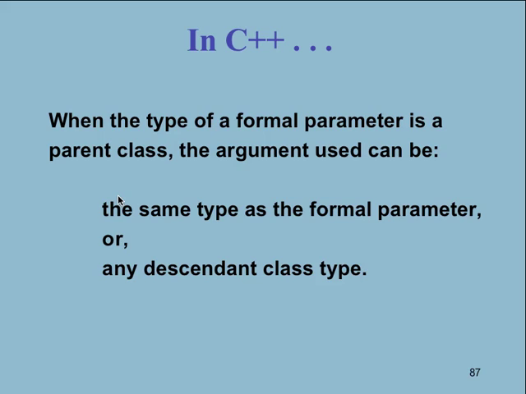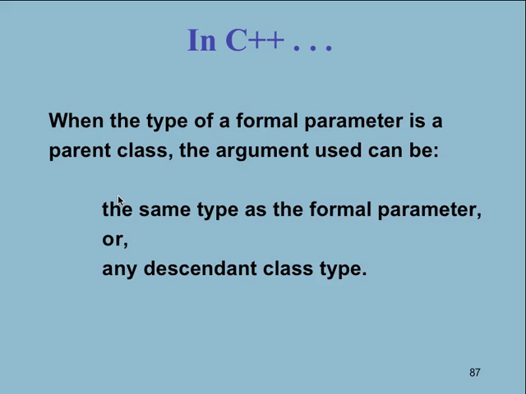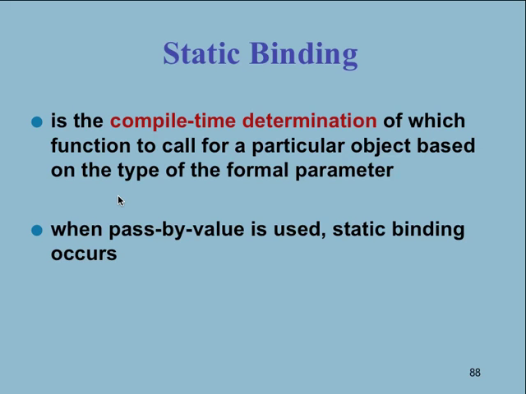So in C++, when the type of the formal parameter is the parent class, the argument used can be the same type as the formal parameter or any descendant class type, which is interesting. You can create polymorphic behavior through this by sending it different parameters. If you have different parameter lists, you can send it three, two, or one, all floats, all doubles, all integers, depending upon the parameter type defined in each of the objects that are being used inside of that one object.